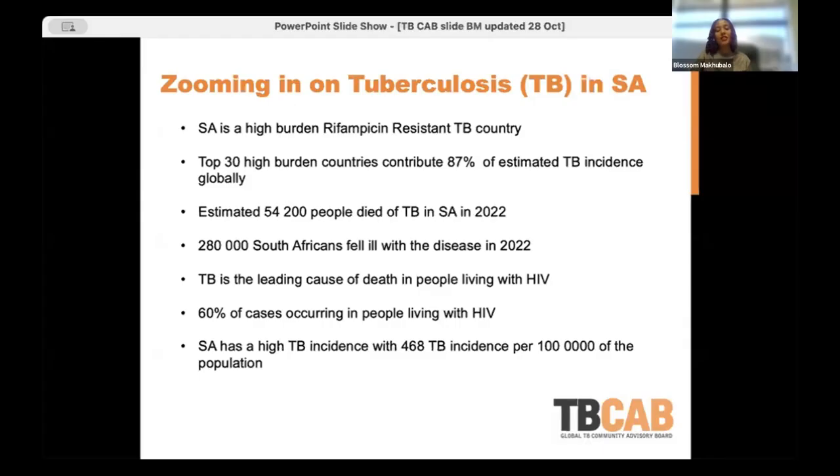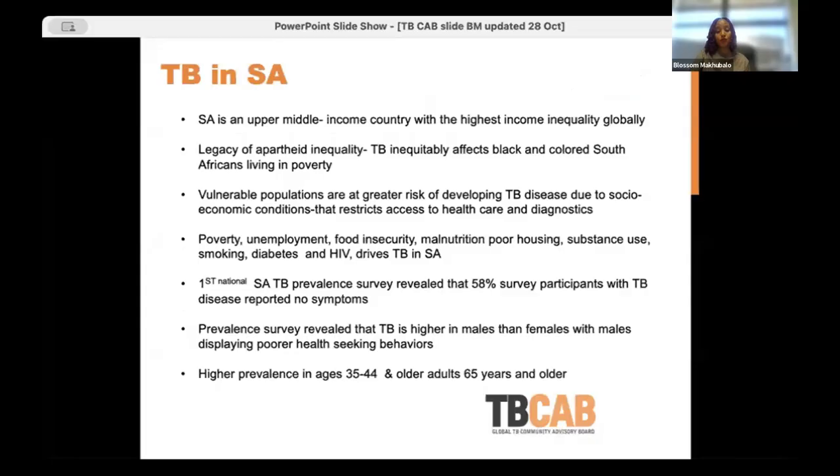In the sense that our TB screening is prioritized towards people who are living with HIV. And as a result, we miss people who are not living with HIV for TB screening, and that is where a lot of undetected TB is seen. And we have an incidence of 468 per 100,000, which is considered high. So this topic really matters for us. We need more testing tools, and we need to test more people. Next slide, please.